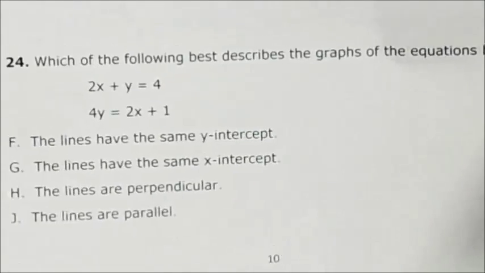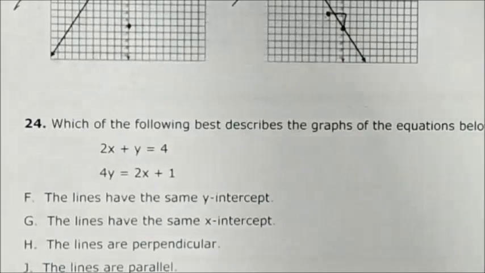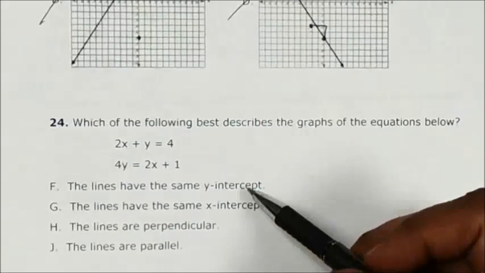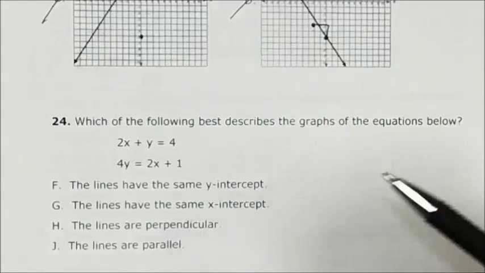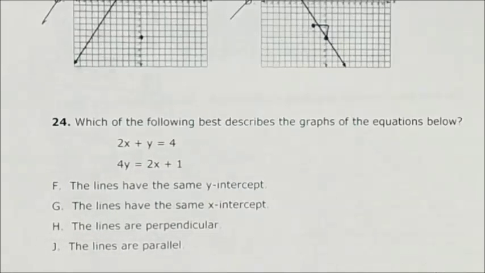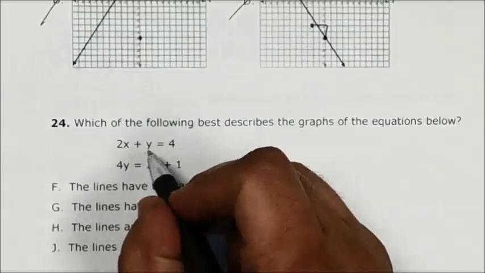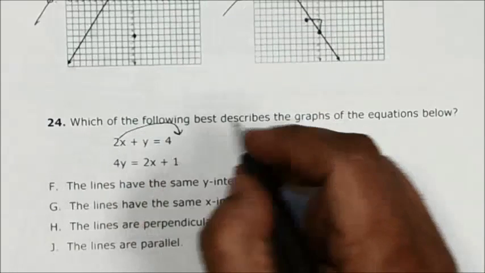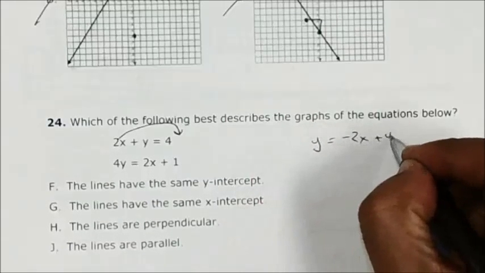Now for number 24, it says, which of the following best describes the graphs of the equations below? All right, so it's looking at the y-intercept, x-intercept, and parallel versus perpendicular. For that, I want to rewrite these two equations, solving for y. If I move this 2x across the equal sign, it's positive here, so it's going to become negative. So I'm looking at y is equal to -2x plus 4.